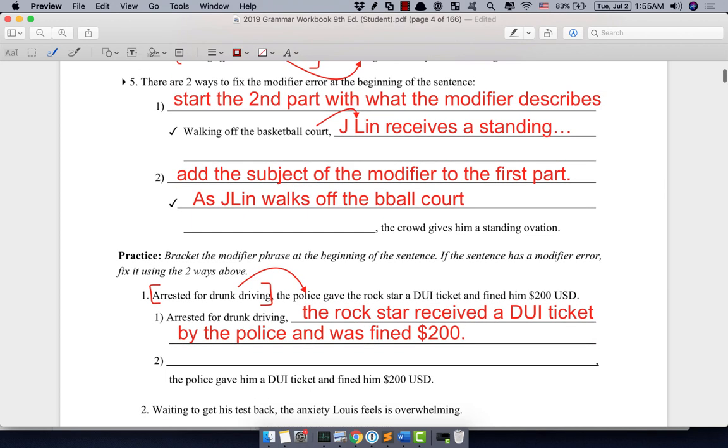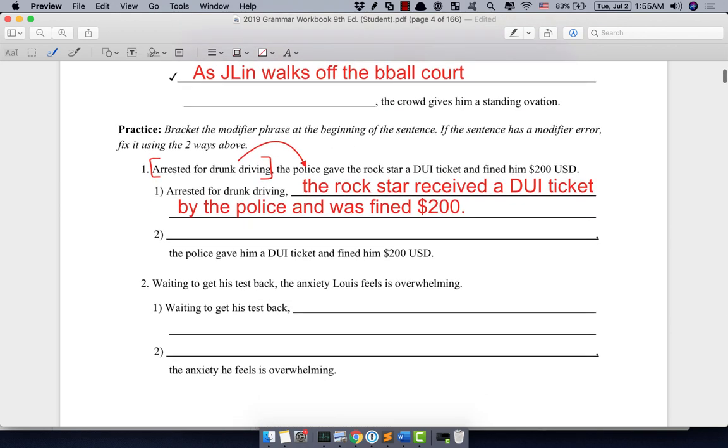Okay, the second way is you're fixing the first part, right? So you're adding the subject with the modifier to the first part. So what does this modifier describe? Arrested for drunk driving, this describes the rockstar. So you need to add a rockstar to the first part. So this would be rockstar was arrested, and then you have a run-on, so you add a word in the beginning like as, since, or when, but here I think as makes sense. As the rock star was arrested for drunk driving, the police gave him a DUI ticket and fined him $200.